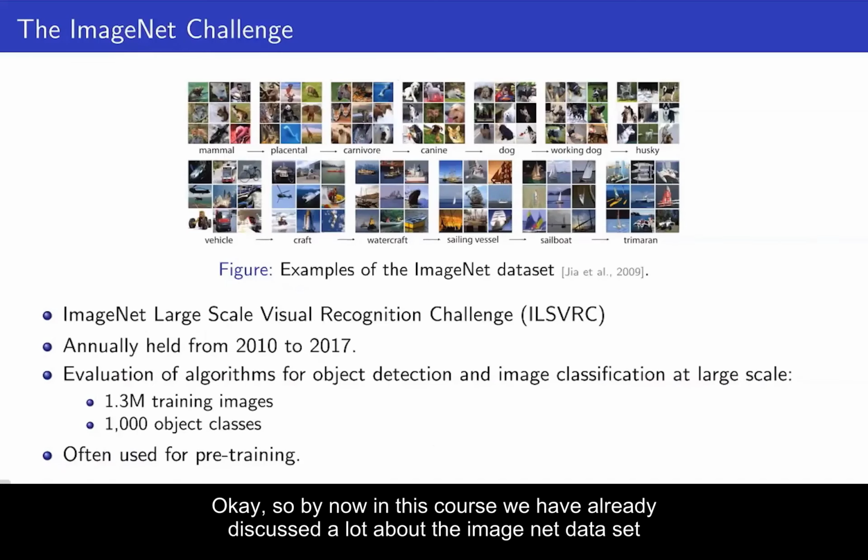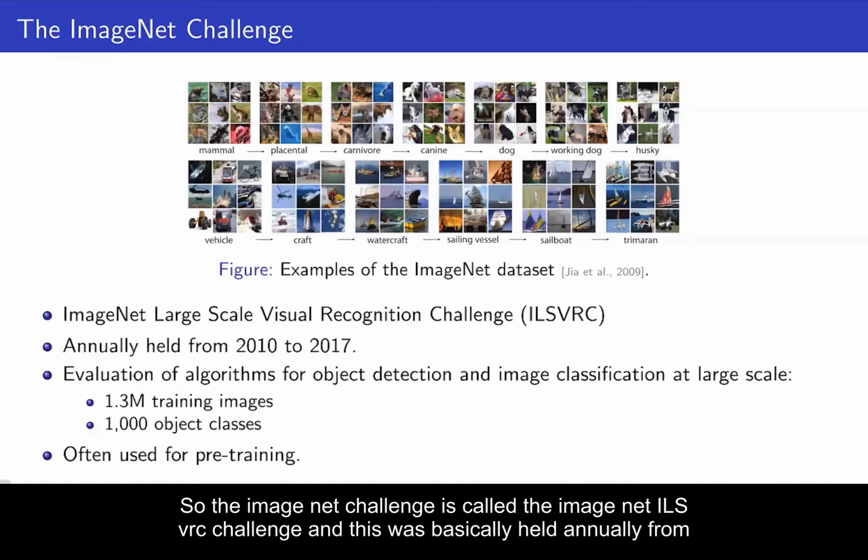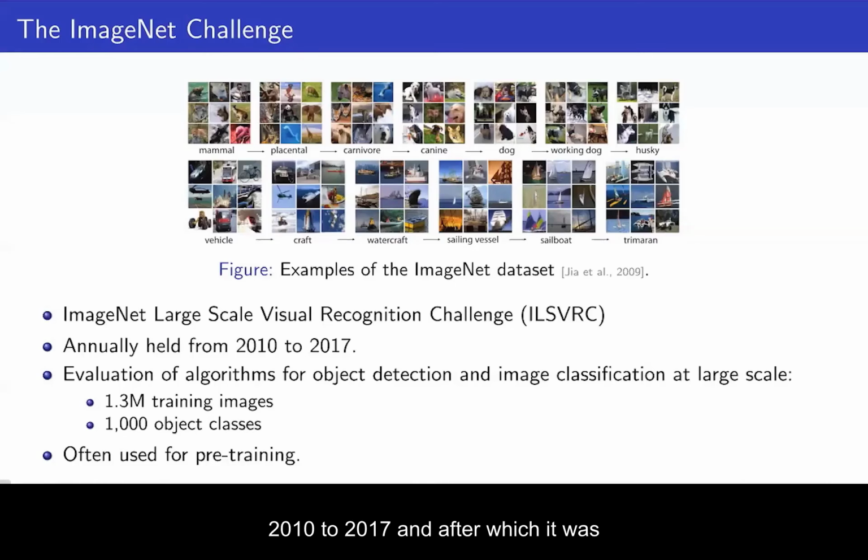Okay, so by now in this course, we have already discussed a lot about the ImageNet dataset. Let's briefly take a look at the ImageNet challenge. This ImageNet challenge was really a big driving force behind the advances that we see today in the classification architectures. The ImageNet challenge is called the ImageNet ILSVRC challenge, and it was held annually from 2010 to 2017, after which it was discontinued.